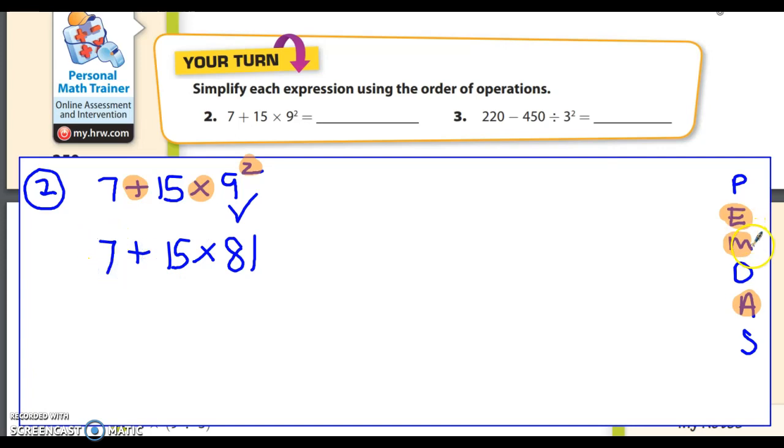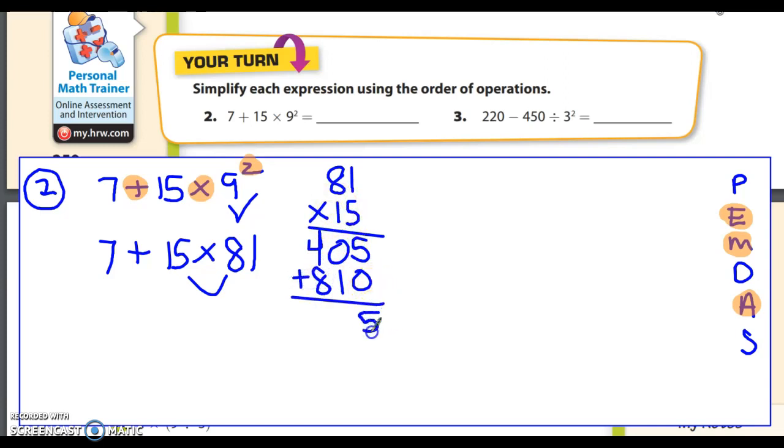What comes first? Well, multiply comes before add. So I need to do 15 times 81. And I can't do that mentally, and that's not on my multiplication chart. 5 times 1 is 5. 5 times 8 is 40. I'm in the tens place, so I put a 0 as a placeholder, and I go 1 times 1 is 1 and 1 times 8 is 8. And I add those up, and I get 5, 1, and 12. And so this answer right here, 15 times 81, is 1,215. And all I have to do now is add 7. Adding 7 to 15 is 22. So the answer is 1,222.